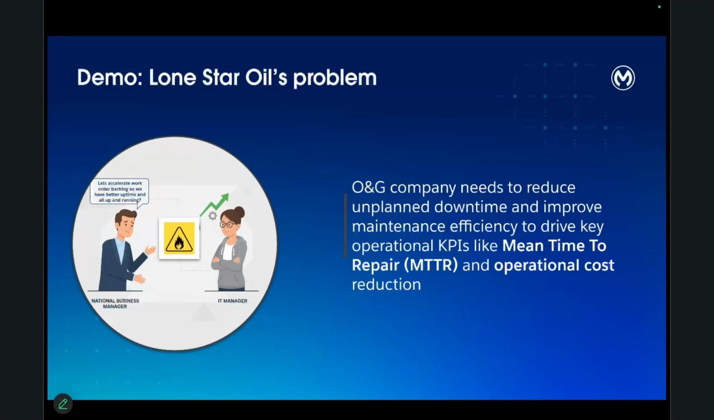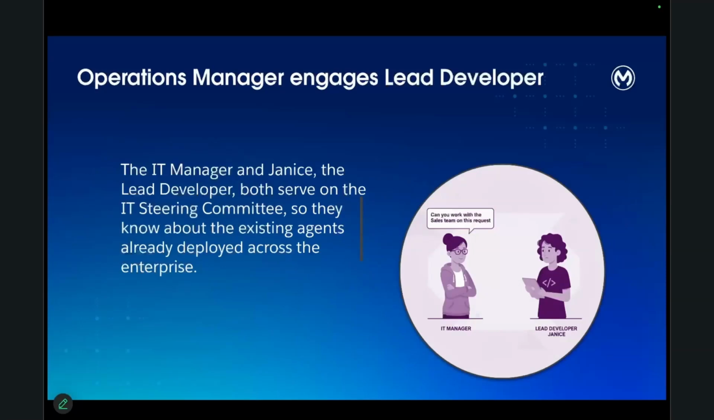So the operations executive says to an IT manager, how can we use some of this automation and this agentic capability to automate the mean time to repair across our backlog, get the right people in at the right time, and improve our operational costs and our service capacity?